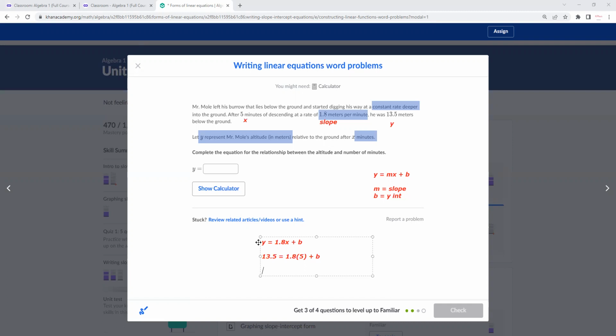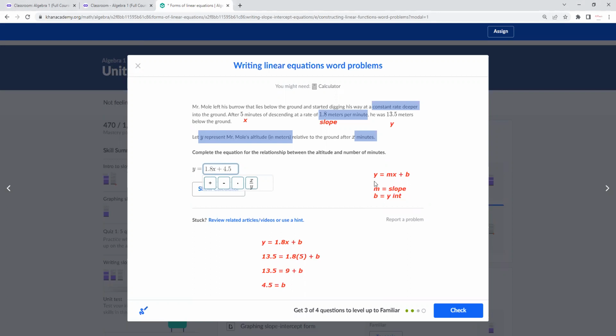So we have 1.8 times 5, which is 9. Minus the 9 to the other side. And you get 4.5 is equal to B. So that's my y-intercept. Now I can put in my equation. Y equals 1.8x plus 4.5. He started at 4.5 meters. And he went down deeper. It might be a negative because it's below ground.